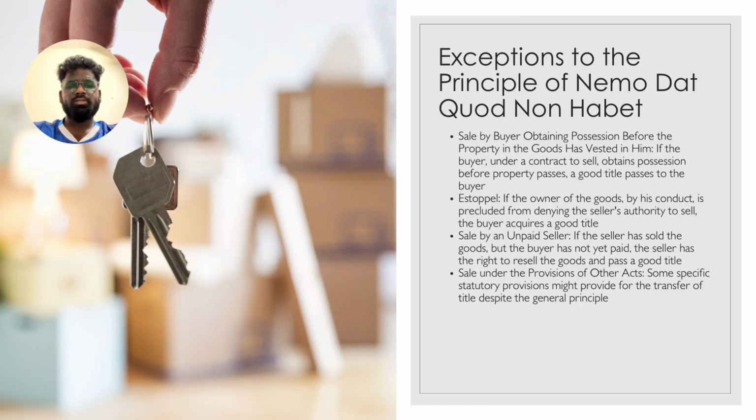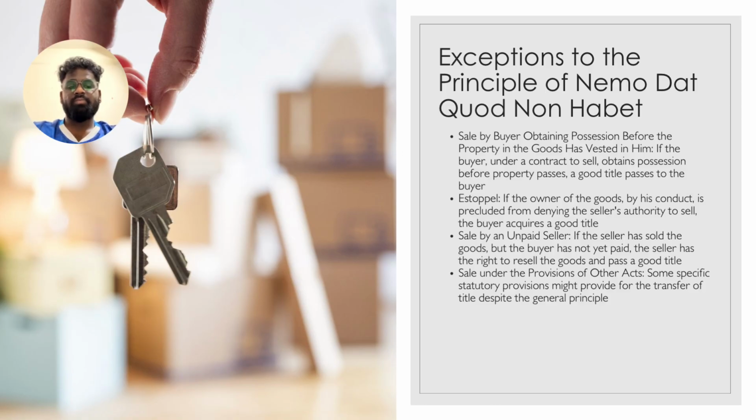Here are a few more exceptions. Buyer obtaining possession before title: a buyer is allowed to take possession of the goods before formal ownership is transferred, and can sometimes pass good title to another buyer. Estoppel: if the original owner acts in a way that makes it look like the seller has authority to sell the goods, the owner is estopped, which is prevented, from denying the sale later.